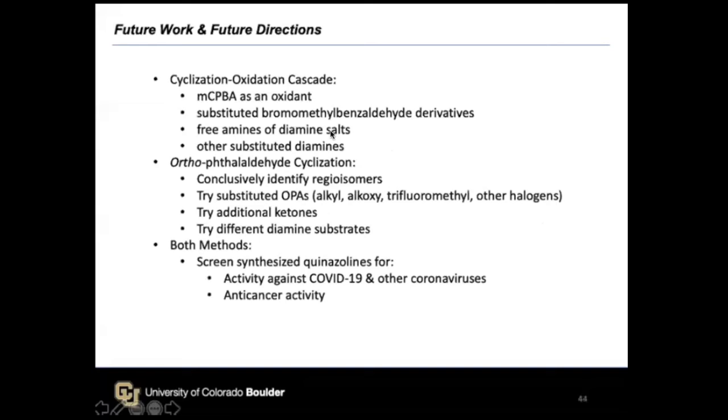So with that said, as far as the potential for future work and future directions go, we would need to expand the substrate scopes of the reacting partners, conclusively identify the structures of the regioisomers, and then we could screen for some of the biological activities of the structural analogs that I referenced earlier, particularly activity against COVID-19.